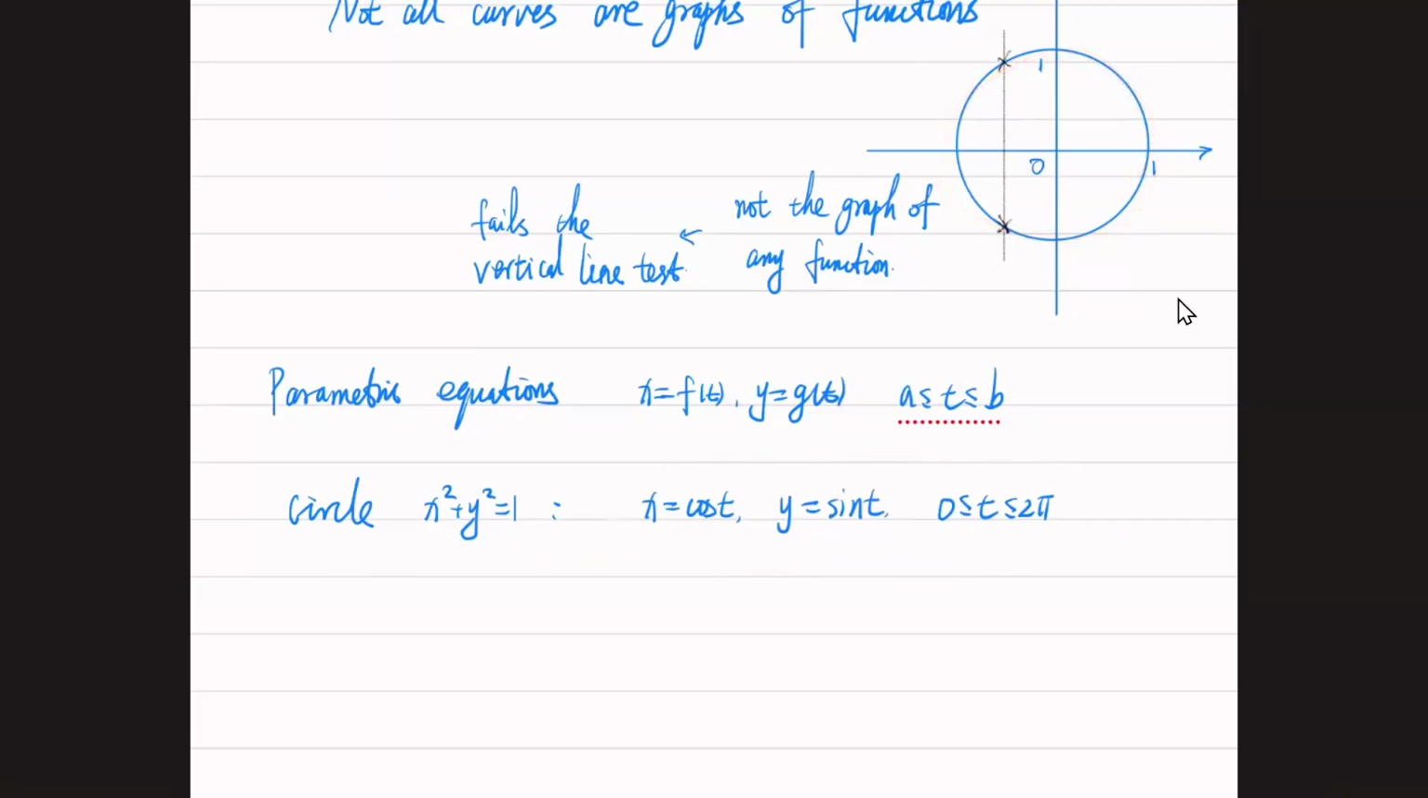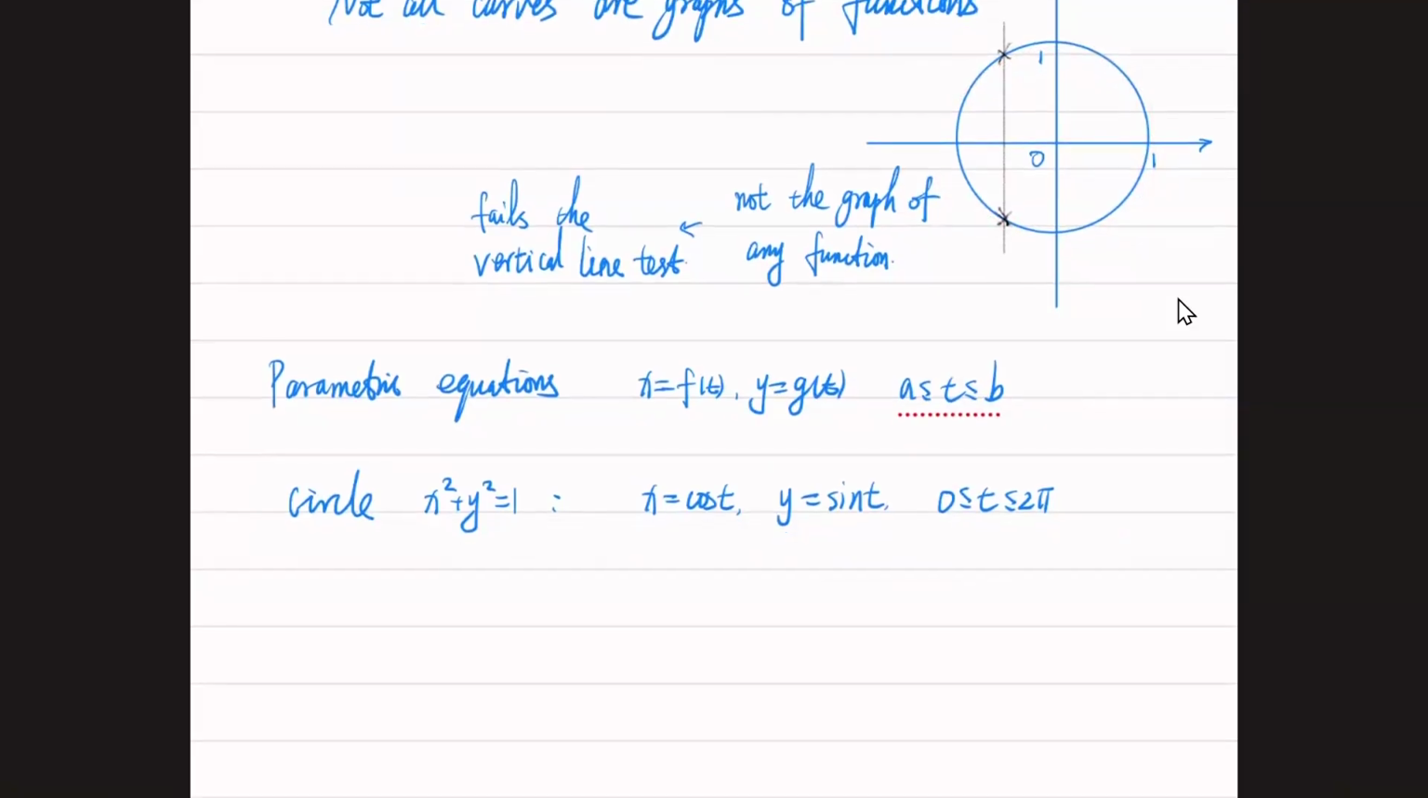Now, let me give you another parameterization. What's the difference? Elisa, what's the difference between these two parameterizations of the same curve?